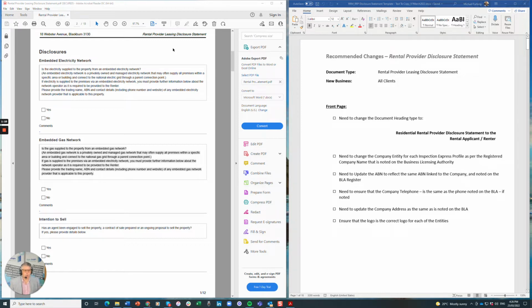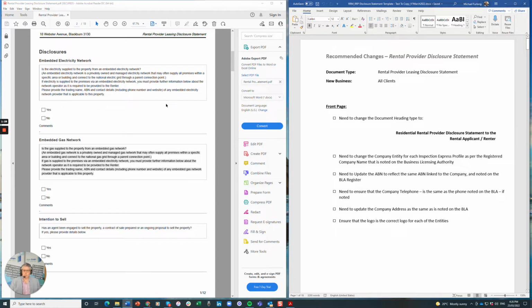I've got it over here. The name that I'm using is Residential Rental Provider Disclosure Statement to the renter, applicant, or renter. So it really covers both. It's for the new tenancy and also for the lease renewal.